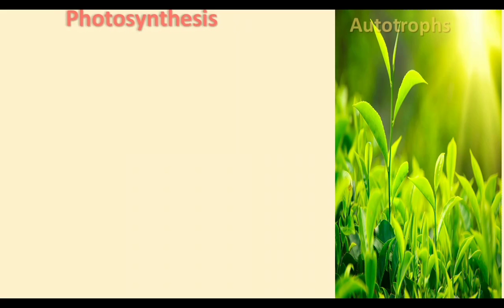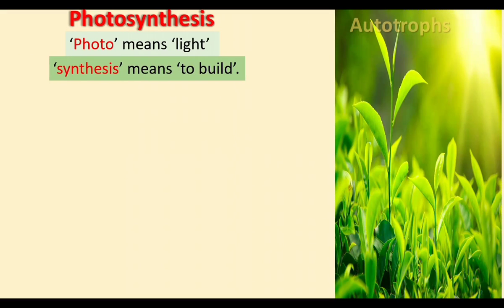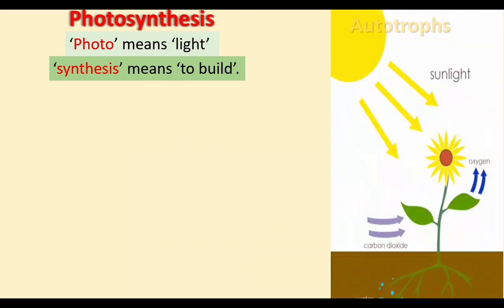What is the meaning of photosynthesis? Photo means light. Synthesis means to build. Photosynthesis takes place in the presence of sunlight, carbon dioxide and water.